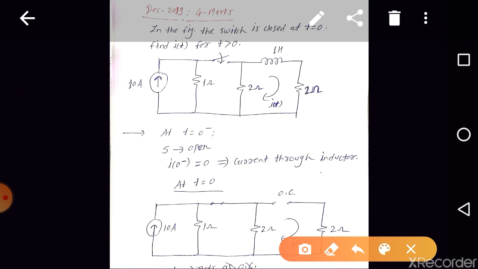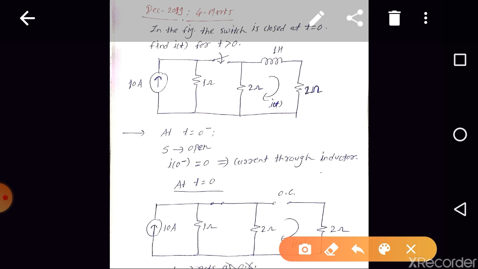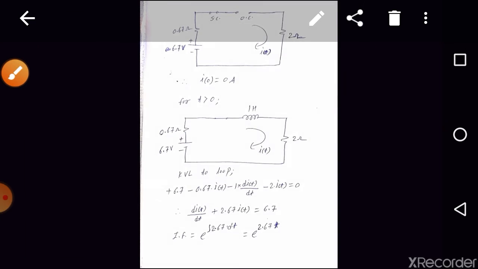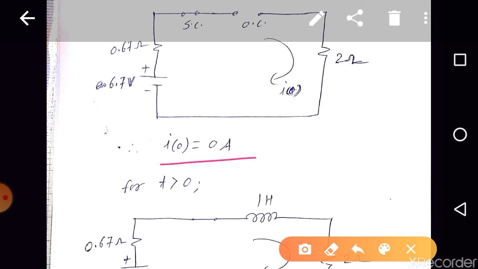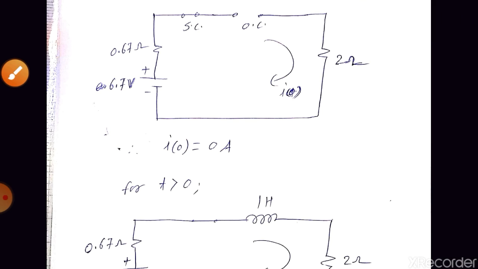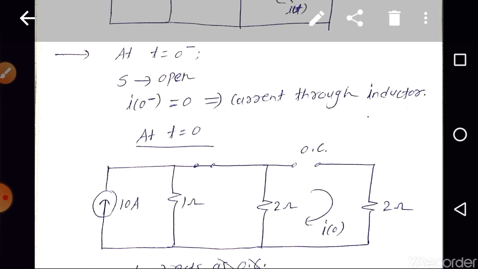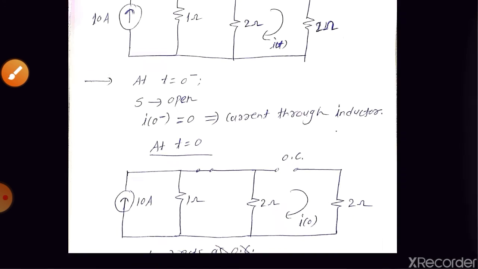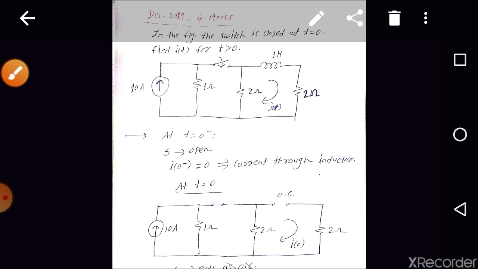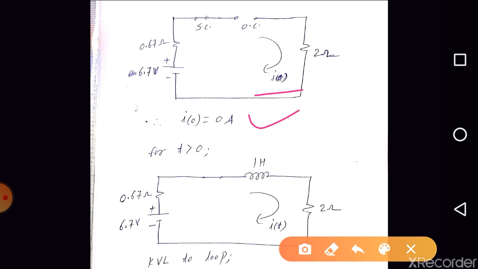Next, can we simplify this circuit? Our task is to find I of t. From this we can find I of 0, and for t greater than 0 we draw the circuit. I of 0 is equal to 0 ampere, because here it is an open circuit. What we have done is simply use the source transformation technique. These two are in parallel, and this becomes one resistor in parallel with the 10 ampere source. By using the source transformation technique, we can convert that current source to a voltage source, so the circuit will be like this. So what is the current I of 0? I of 0 is equal to 0 ampere.